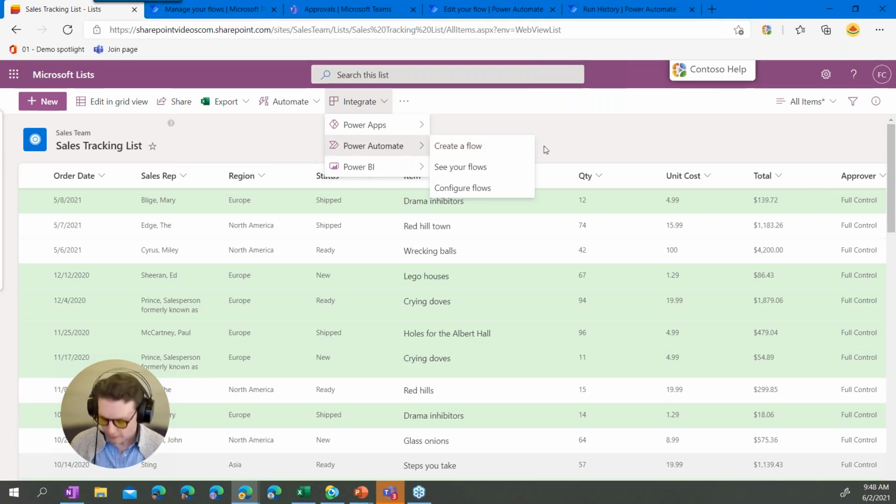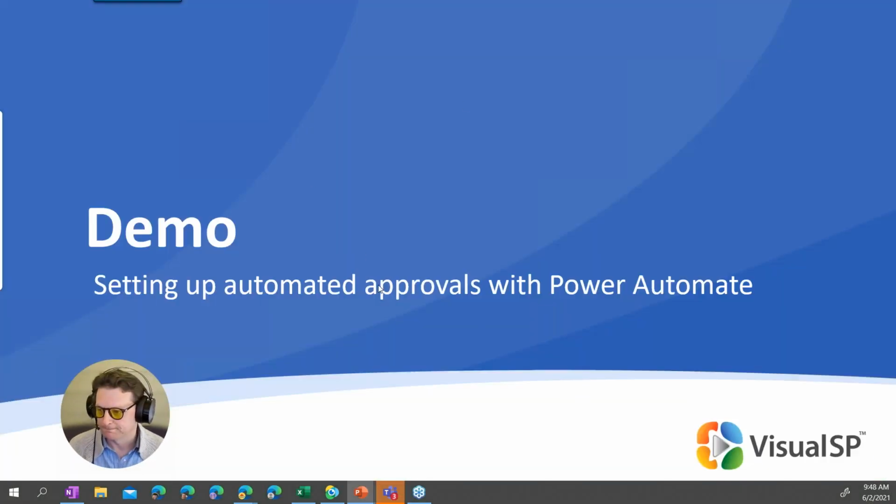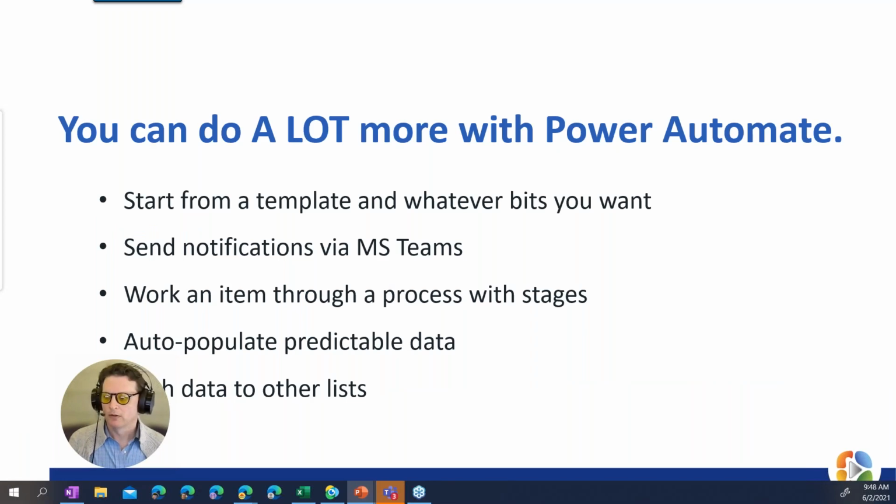Okay. So let's go back to our slides for just a moment. So you can do a lot more with Power Automate, as we mentioned. You can start from a template. You can add whatever bits you want, tweak things a little bit, and customize it to exactly what you want. You could choose to send notifications via Microsoft Teams. You can work an item through a process. What we've looked at is a pre-configured approval process that Power Automate just gives us.